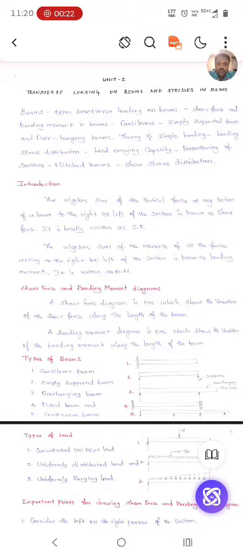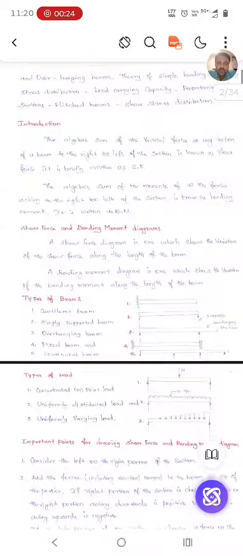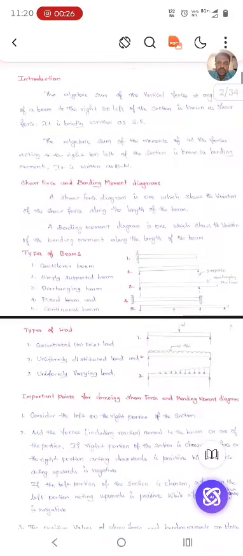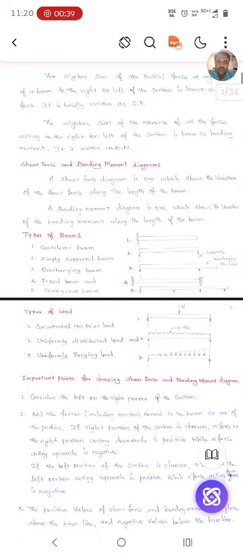Now we discuss the types of beam. Beams are classified into five types. One is the cantilever beam, the second is the simply supported beam, the third is the overhanging beam, the fourth one is the fixed beam, and the fifth one is the continuous beam. The first one is the cantilever beam.